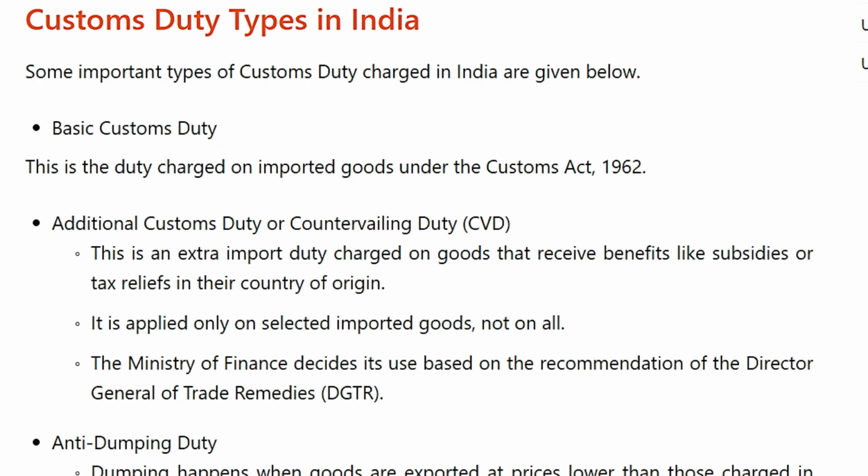Customs duty types in India. Some important types of customs duty charged in India are given below. Basic customs duty. This is the duty charged on imported goods under the Customs Act, 1962. Additional customs duty or countervailing duty, CVD. This is an extra import duty charged on goods that receive benefits like subsidies or tax reliefs in their country of origin. It is applied only on selected imported goods, not on all. The Ministry of Finance decides its use based on the recommendation of the Director General of Trade Remedies, DGTR.